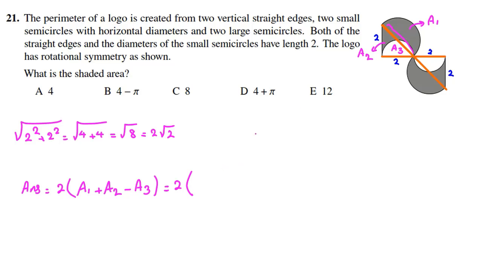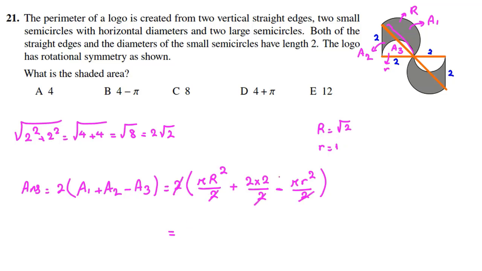Let's call this radius big R and this radius small r. A1 is pi R squared over 2, plus A2, which is 2 times 2 over 2, minus A3, which is pi r squared over 2 because it's a semicircle. We found that 2R is 2 root 2, so big R is root 2. Small r is 1 because the diameter is 2. When we multiply by 2, the 2s cancel. Big R is root 2, so the first one is 2 pi, plus 4, minus pi for small r being 1. 2 pi minus pi is pi, so pi plus 4. The answer pi plus 4 is choice D.